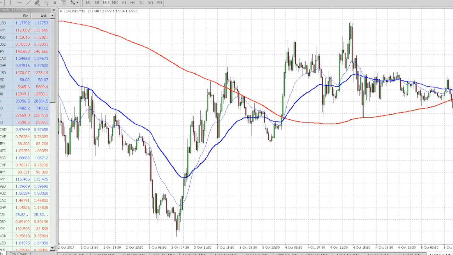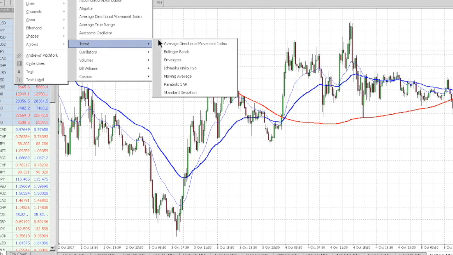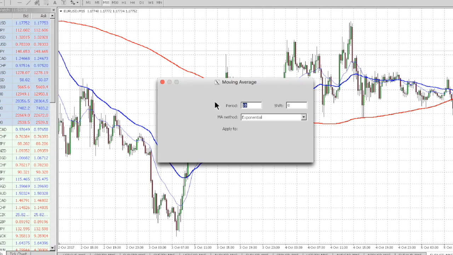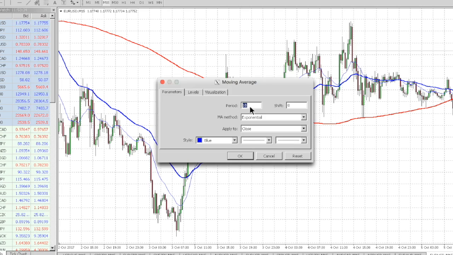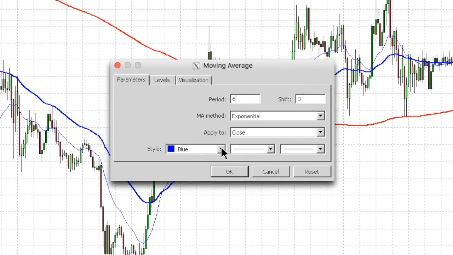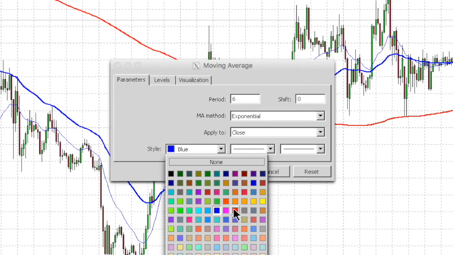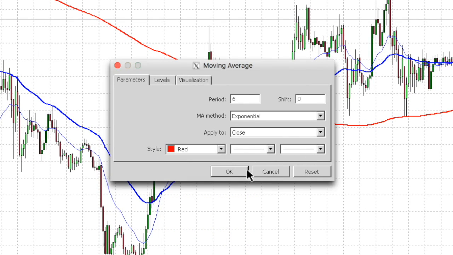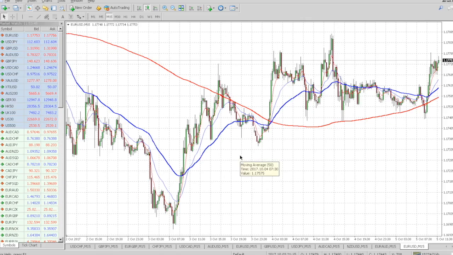And insert again, indicator, trend, moving average. 6, exponential, red, and thin line. Okay, so there you go.